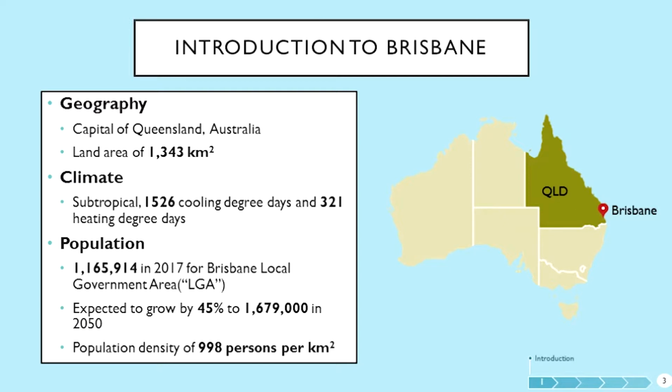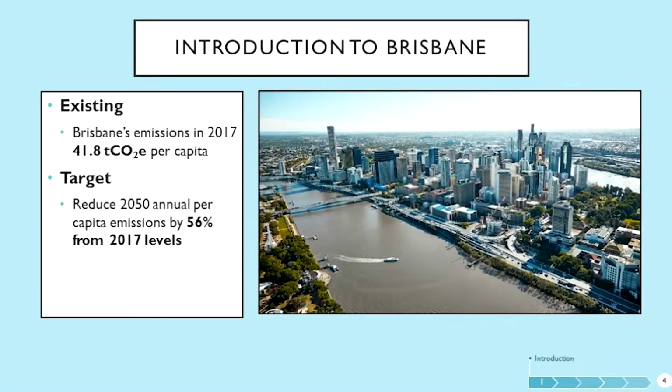They have a population of 1.1 million people in the Brisbane local government area, or the LGA, so the LGA is what we'll be referring to when we say Brisbane. There is a greater Brisbane area, but that's really out of the scope of our project. This population is expected to grow by 45% in 2050. And currently they have a population density of about 1,000 people per kilometer squared, which compared to Atlanta and other cities, is quite low. So it is quite a suburban city.